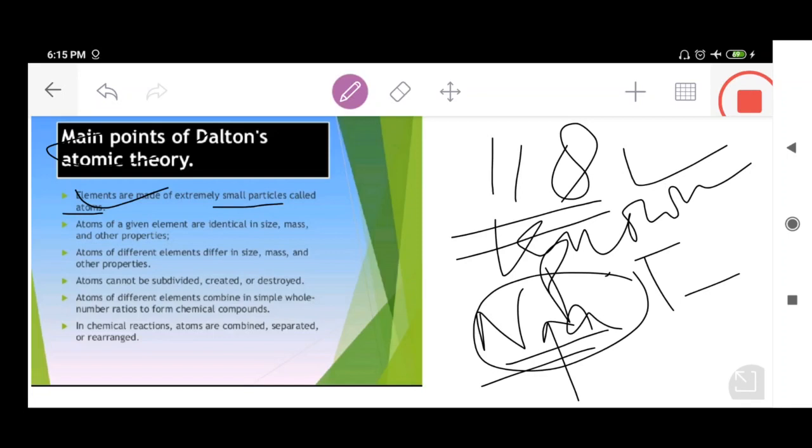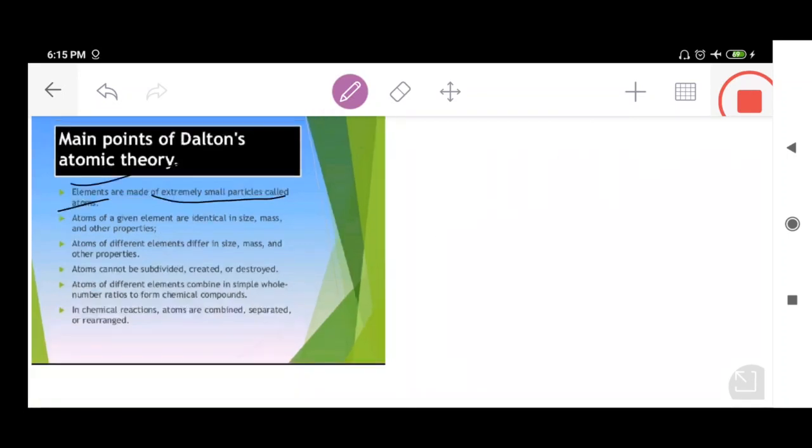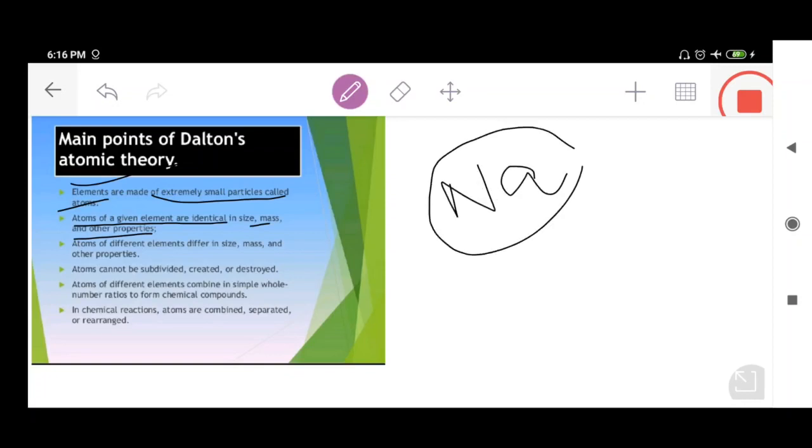So regarding the second postulate, my dear students, atoms of a given element are identical in size, mass and other properties. For example, I gave you the example of sodium.